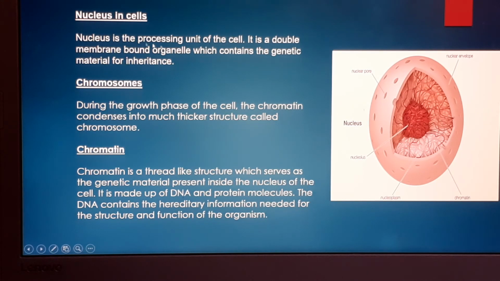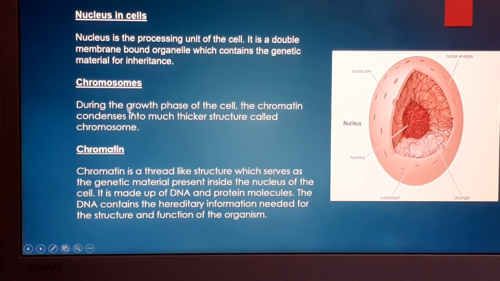Okay. See here, the nucleus is the processing unit of the cell. It is a double membrane bound organelle which contains the genetic material for inheritance. That means it carries the inheritance, that is heredity, to the next generation. That is, it carries the genetic information from one generation to the other by this chromatin. Chromatin means it has the DNA condensed over there. This is called the nucleus.